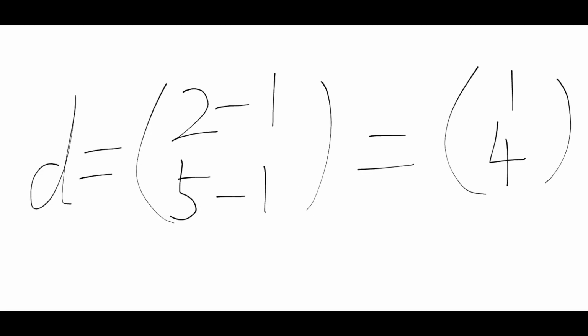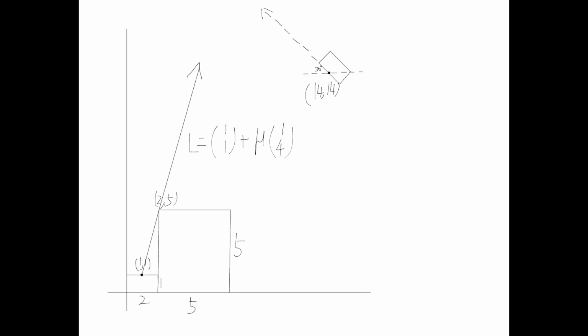For the direction vector, we are going to use the edge of the box again, which is at 2, 5. Doing a set of vector subtraction again: 2 minus 1 equals 1, and 5 minus 1 equals 4. So the direction vector will be 1, 4. Putting them together, the line of sight of the holder can be expressed as 1, 1 plus mu times 1, 4.